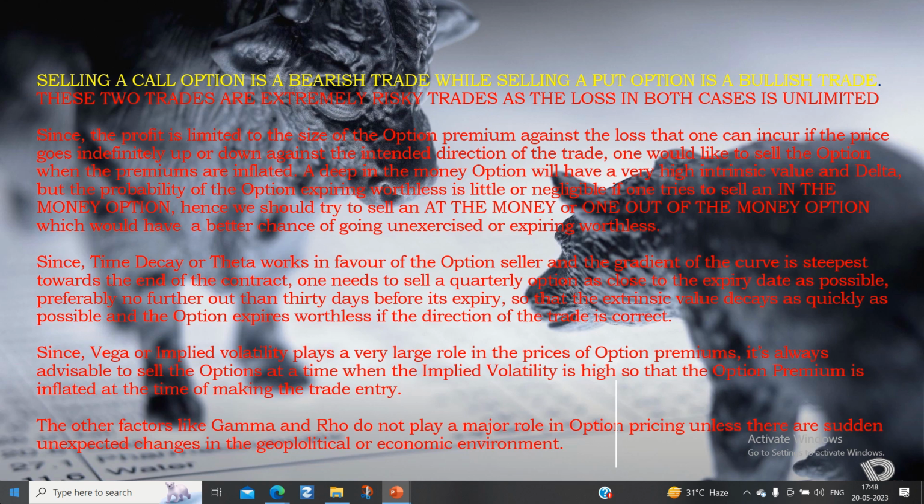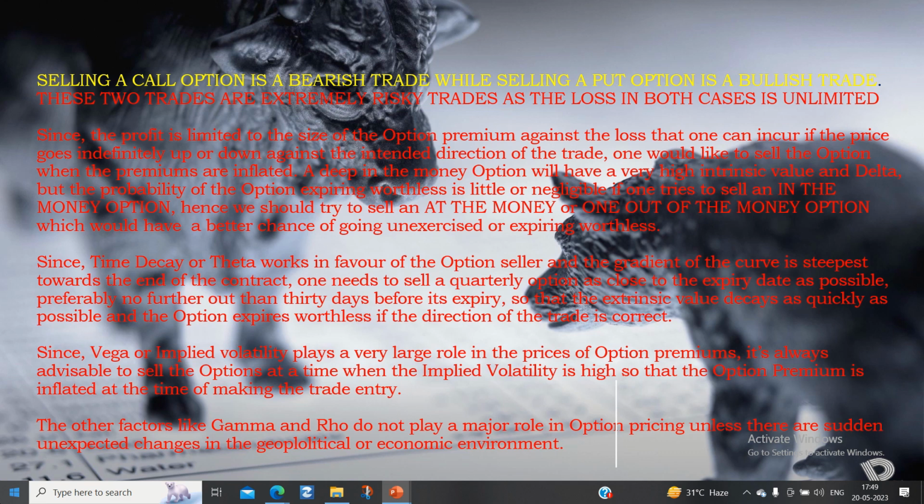Since time decay or theta works in favor of the option seller and the gradient of the curve is steepest towards the end of the contract, one needs to sell a quarterly option as close to the expiry date as possible, preferably no further out than 30 days before its expiry, so that the extrinsic value decays as quickly as possible and the option expires worthless if the direction of the trade is correct.